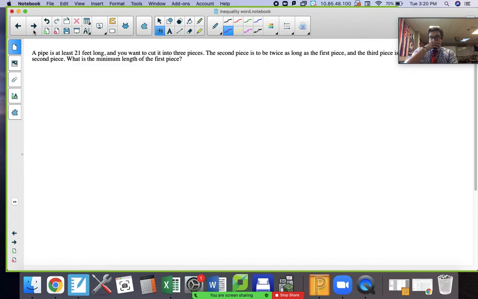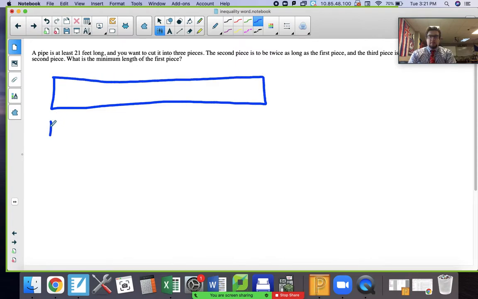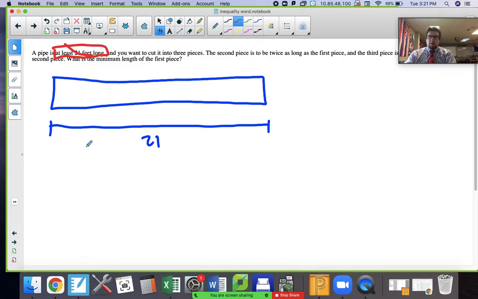All right, next one. So I have a pipe. It's at least 21 feet long. So let's start with the absolute boundary of just 21 feet. It could be longer than that, but we're going to go with, again, the boundary. That's what we're looking for in all these problems, because I don't care what happens in between or even at the greatest end. I need to find out where the problem switches over from being good to being bad. So 21 feet is the smallest I'm allowed to have. So I've accounted for it in my problem, and I'm going to cut it into 3 pieces.